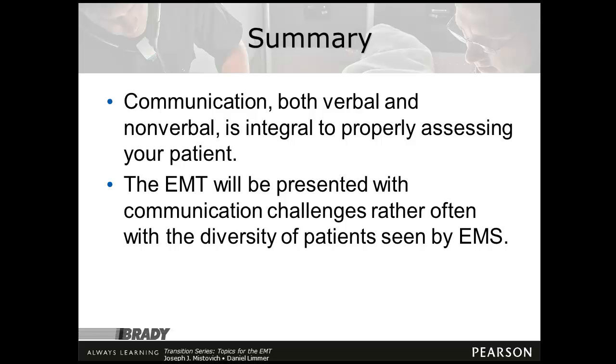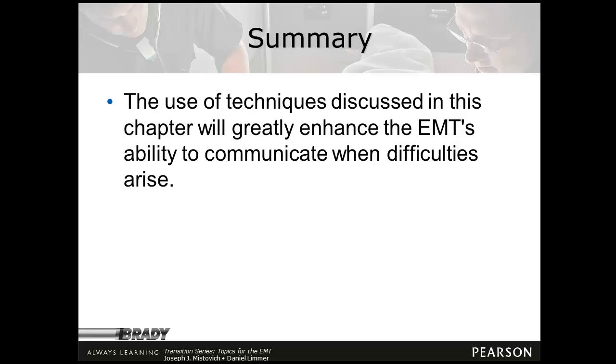Communication, both verbal and nonverbal, is integral to properly assessing your patient. You'll be presented with many challenges given the diversity of patients in our culture and our service areas. It's important to learn as much as you can about the other people in your service area, learn as much of their language as you can, and make every patient understand that you're there to help them. The use of techniques discussed in this chapter will greatly enhance your ability to communicate when difficulties arise.